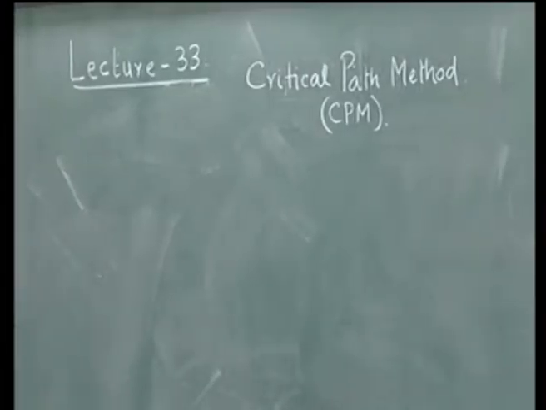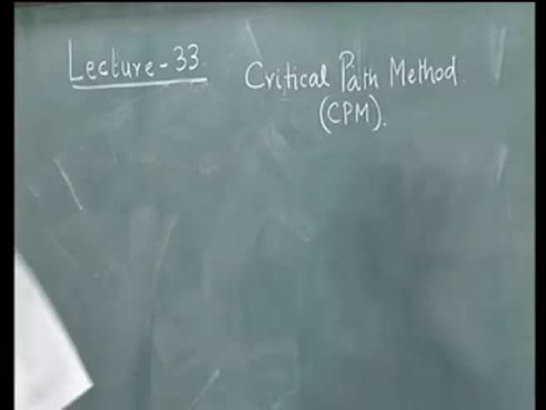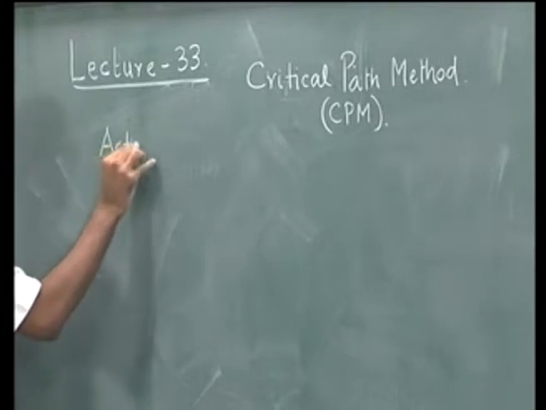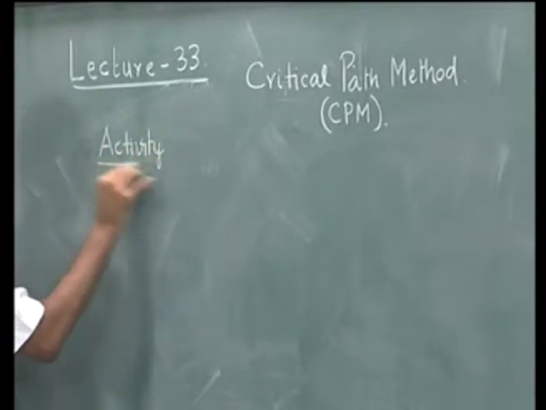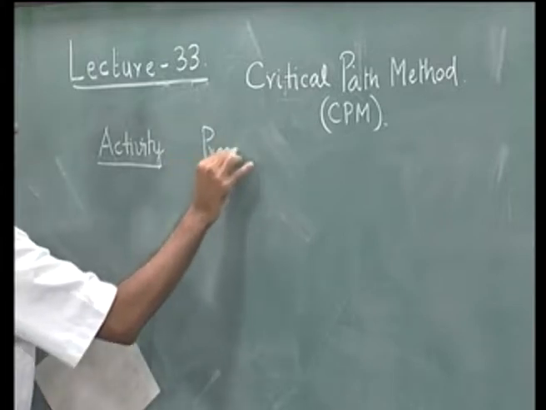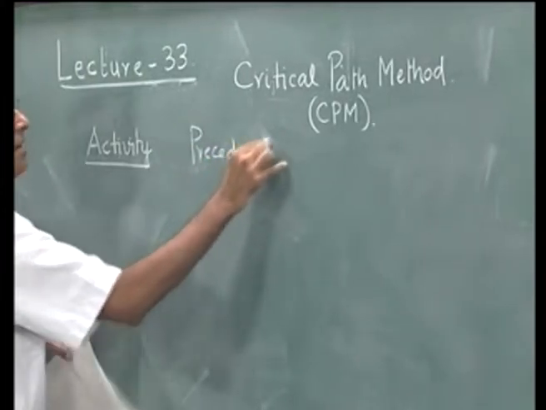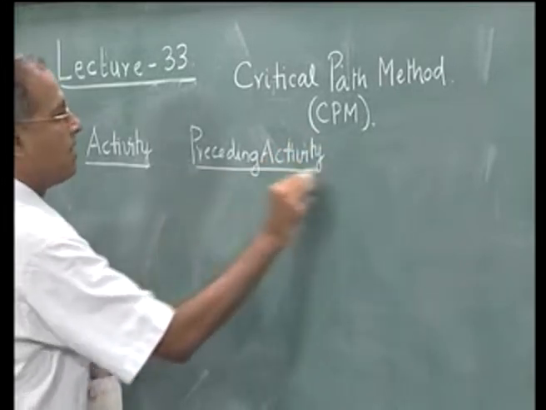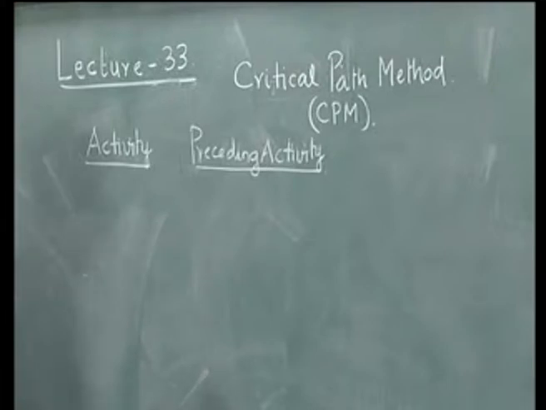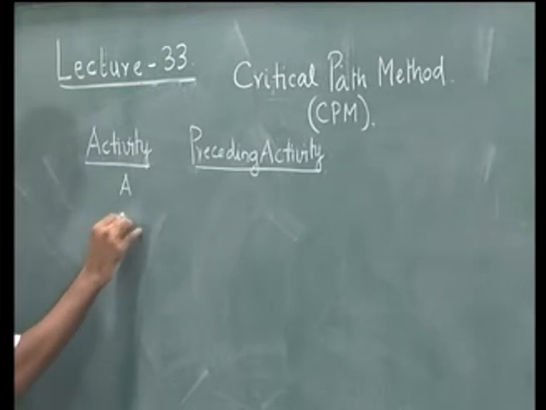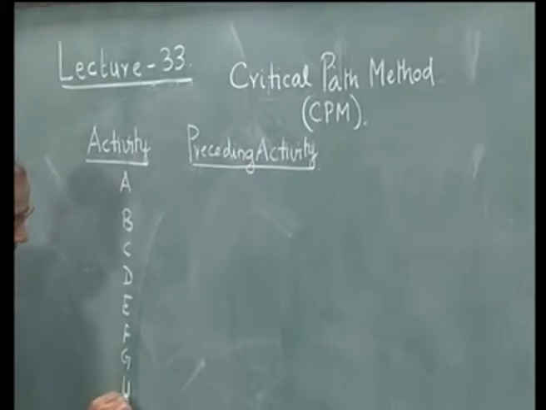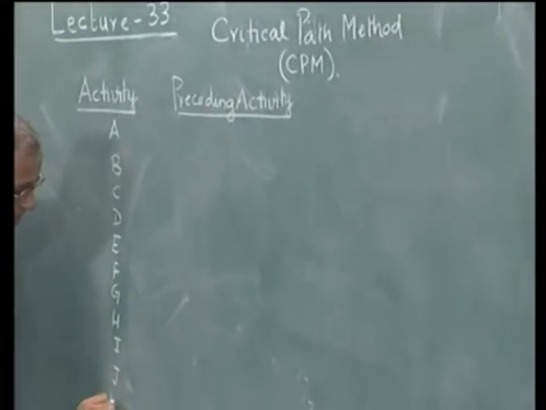So, let us take a simple example where we define a project in terms of activities and preceding activity. Now, let us say this project is made up of several activities, say 11 activities, and these activities are called A, B, C, D, E, F, G, H, I, J and K.